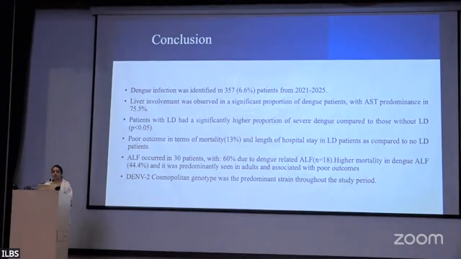Poor outcomes in terms of mortality and length of hospital stay were seen in liver disease patients as compared to no liver disease patients. And ALF occurred in 30 patients, with 60% due to dengue-related ALF, and higher mortality in dengue ALF, that is 44.4%, and it was predominantly seen in adults with associated poor outcomes. Dengue 2 cosmopolitan genotype was the predominant strain throughout the study period.